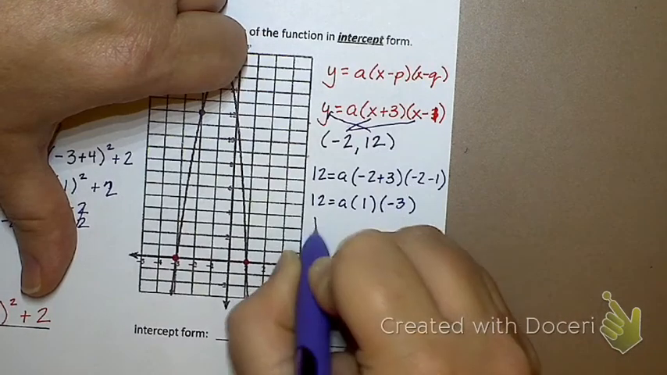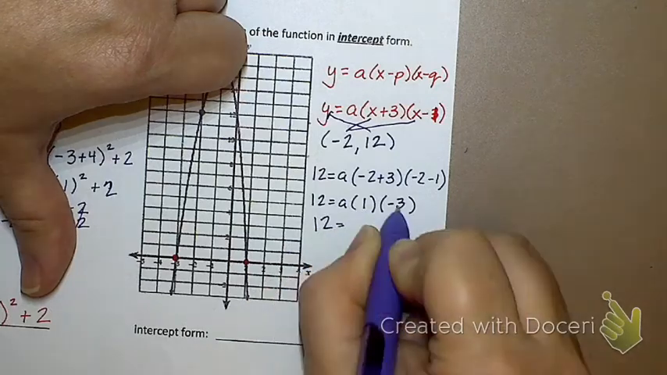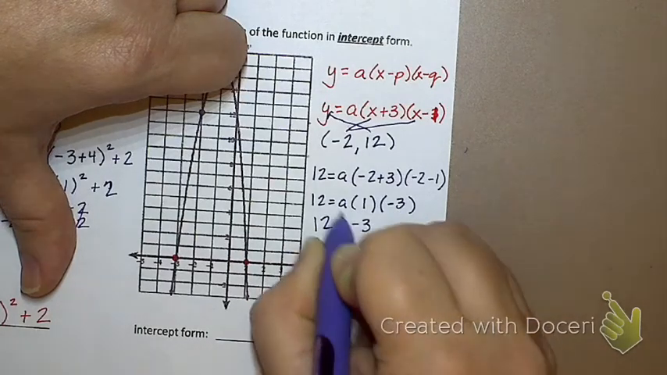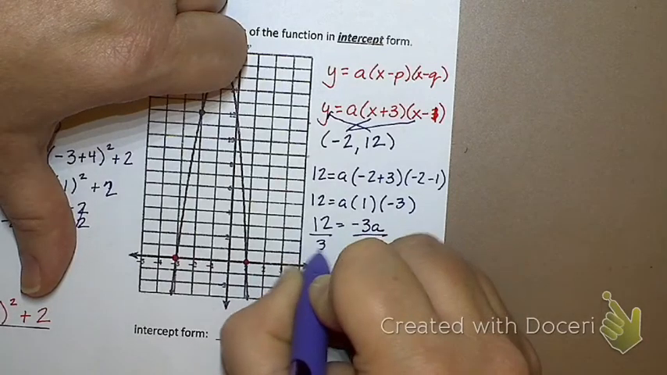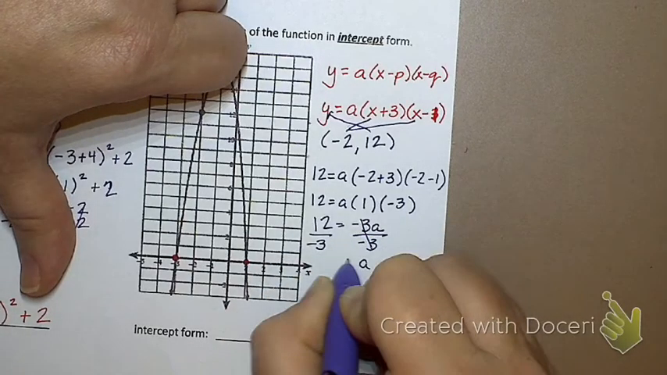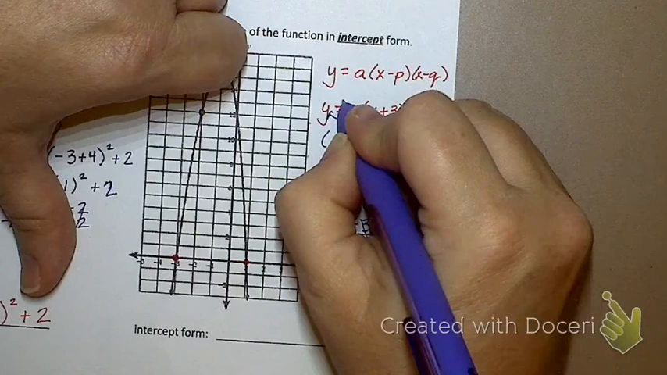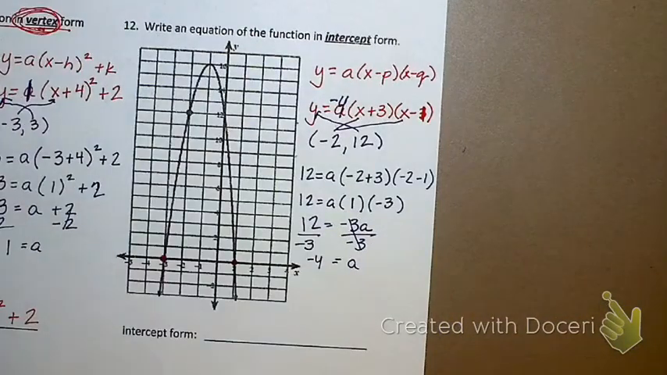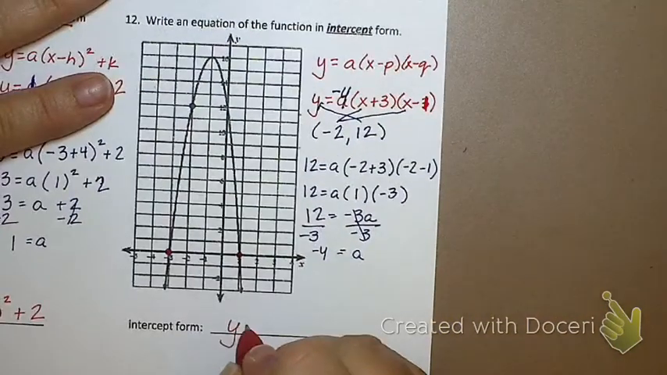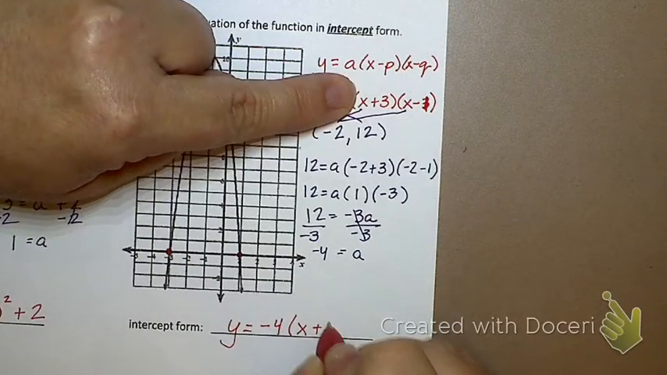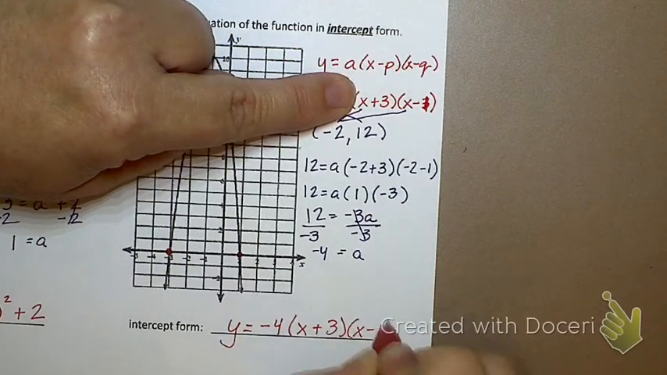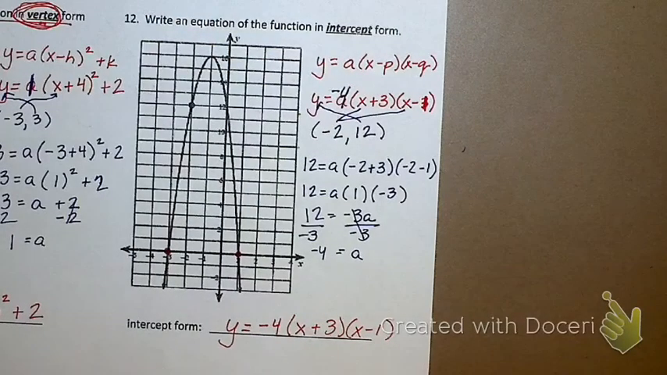So 1 times -3 is -3A. Divide by -3. Is it negative or positive? And A is -4. So I just have to put -4 right there, and I have my equation. So y equals -4, parentheses, x plus 3, x minus 1. Finito. He did it. Capiche?